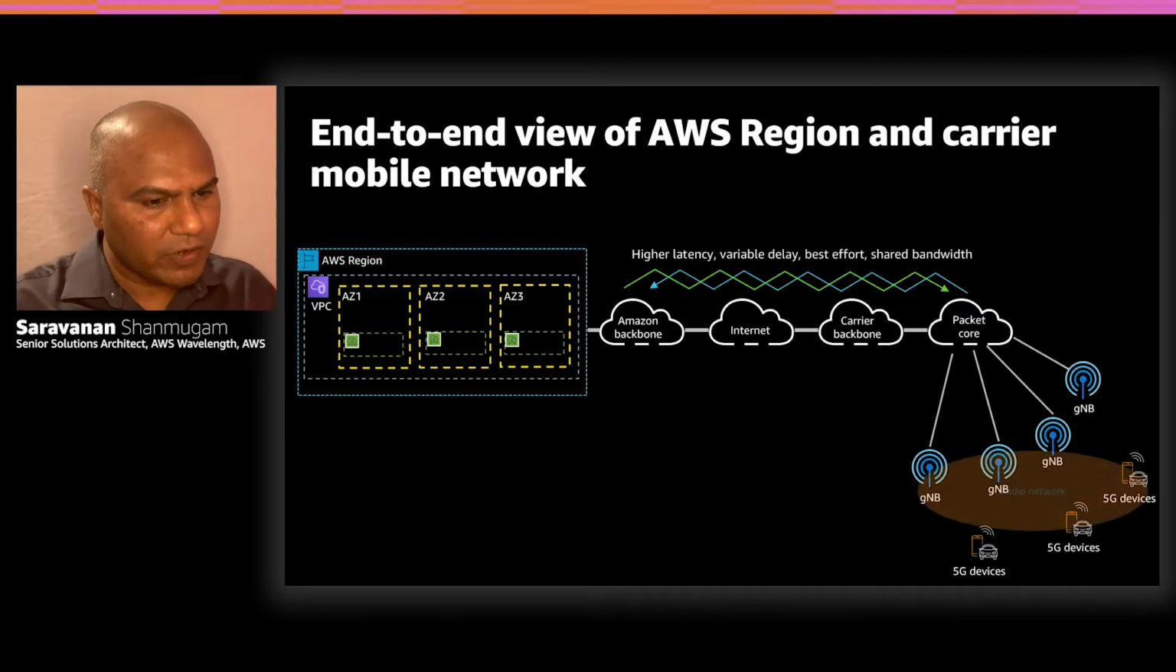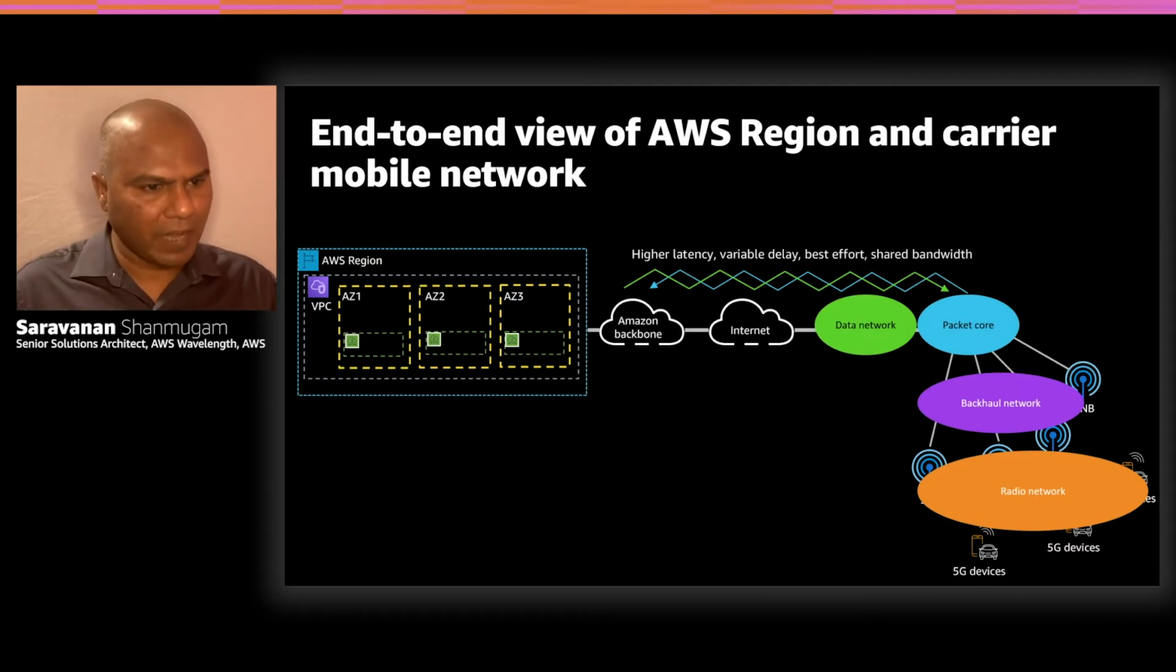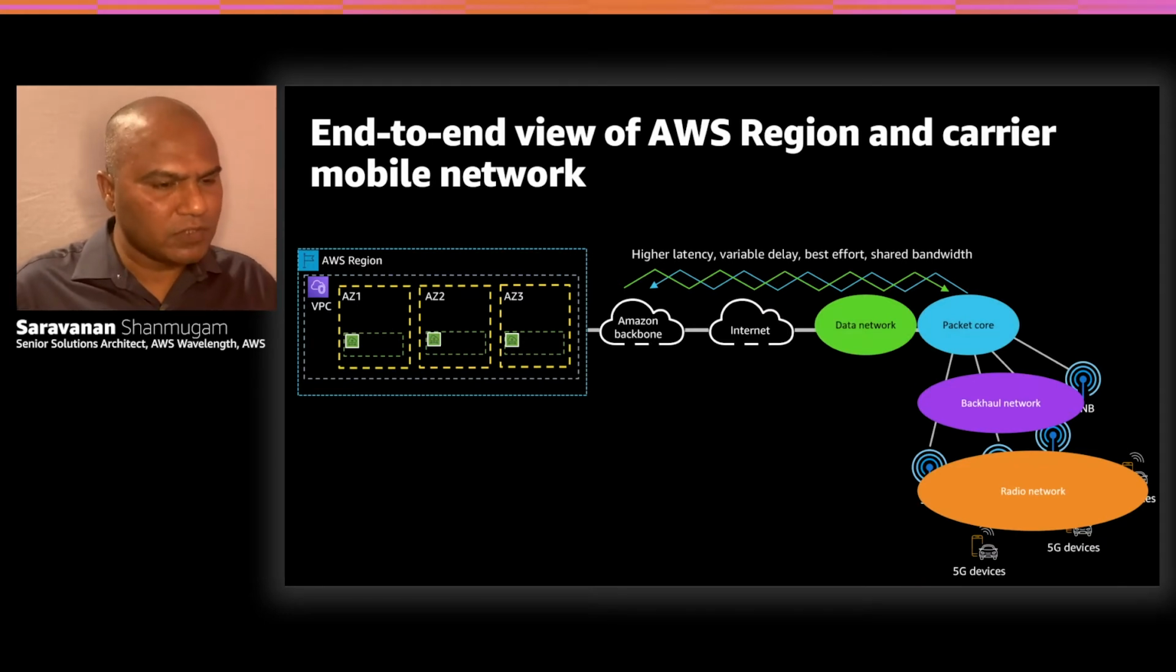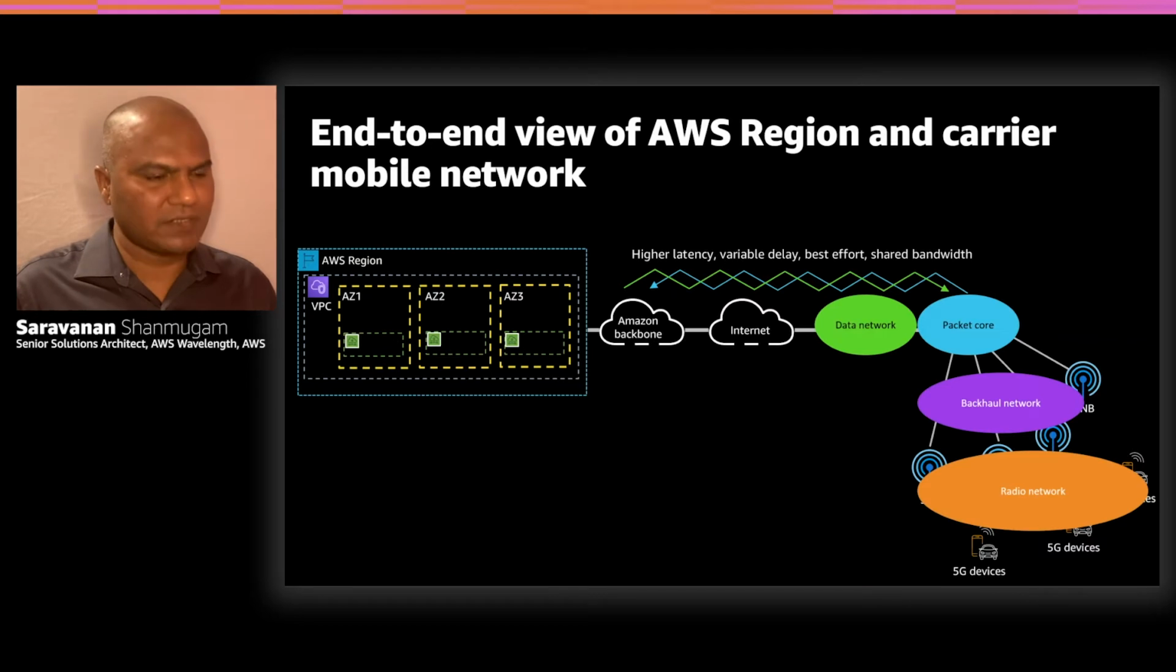AWS has been trying to solve this problem in many different ways. If you overlay the mobile network, the radio network, the backhaul, the packet core, and the data network, that's the route the packet takes before it gets onto the internet to reach the applications running in the region. One approach is bringing individual services like CloudFront, Direct Connect, Global Accelerator, and Lambda to the edge. These are individual services we bring close to the edge of the network, trying to reduce latency so that we can improve the user experience a little bit.